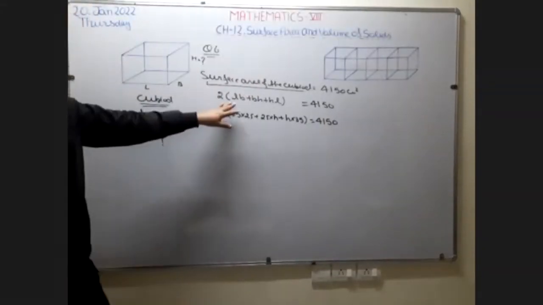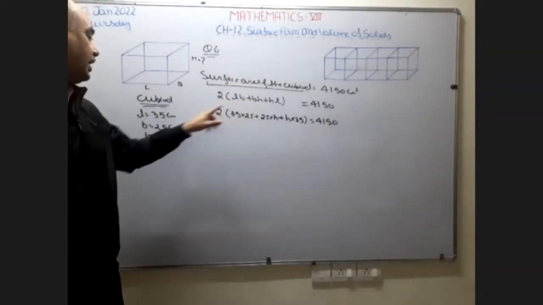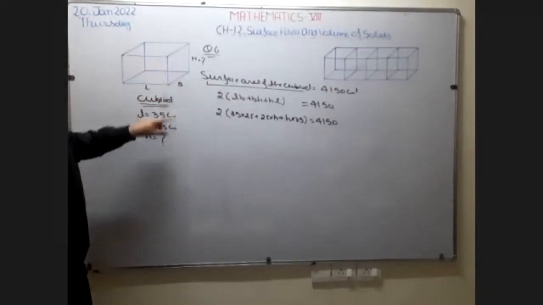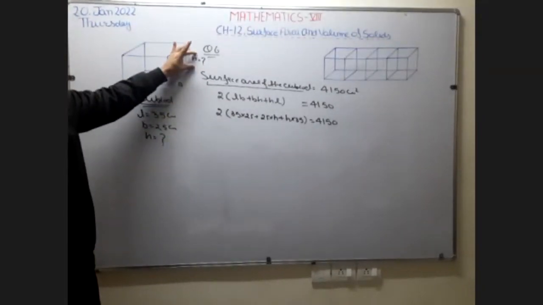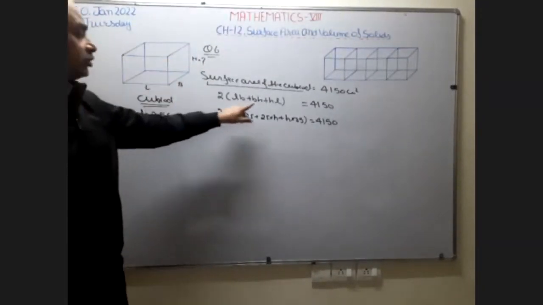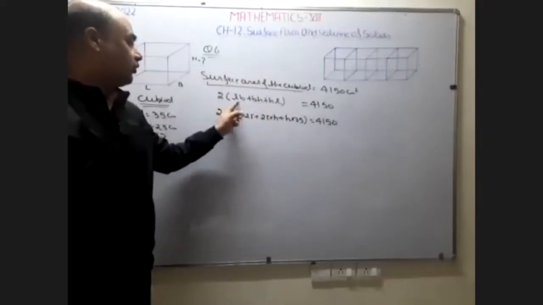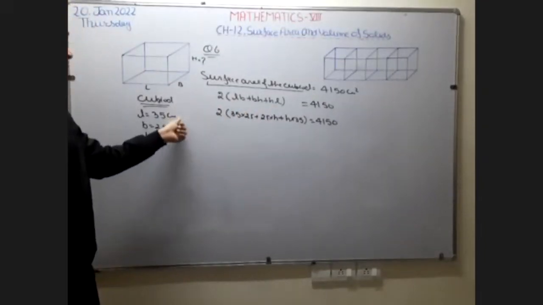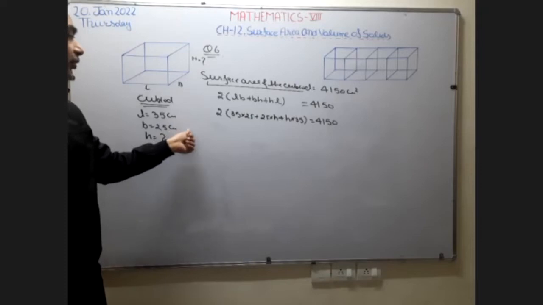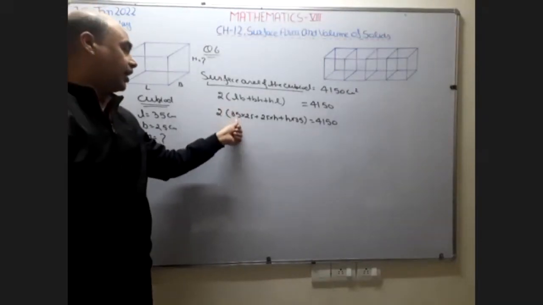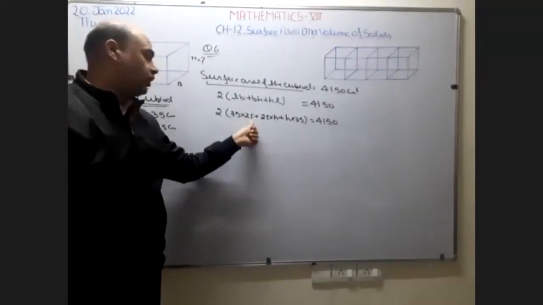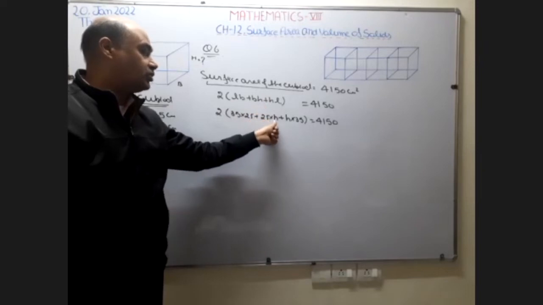This is the formula for finding the surface area of a cuboid. The length and breadth of this cuboid are given. In this question, we are going to find the height of the cuboid. So H is going to remain the same. Instead of L and B, I want to write the length and breadth, which are given as 35 and 25. So instead of length, I want to write 35. Instead of breadth, I want to write 25. H is not given, so H is going to remain the same.